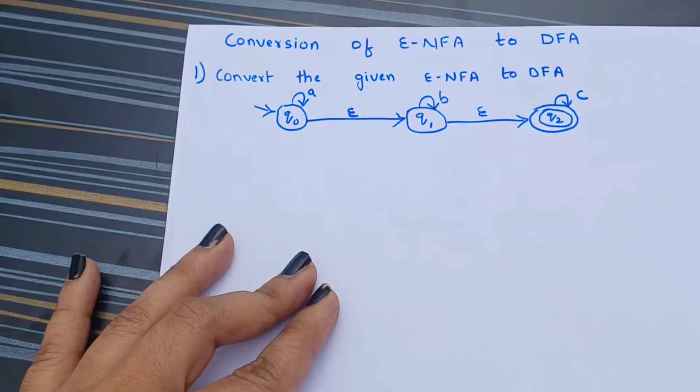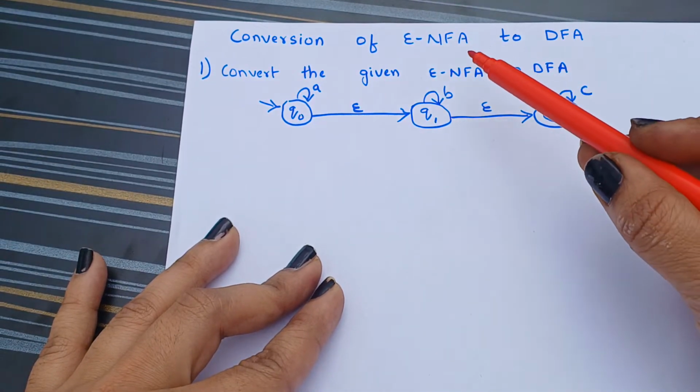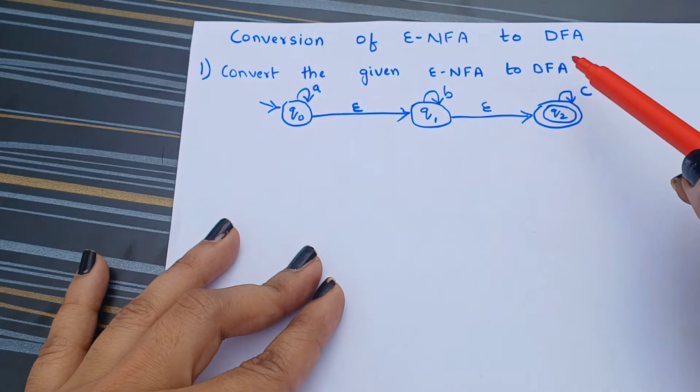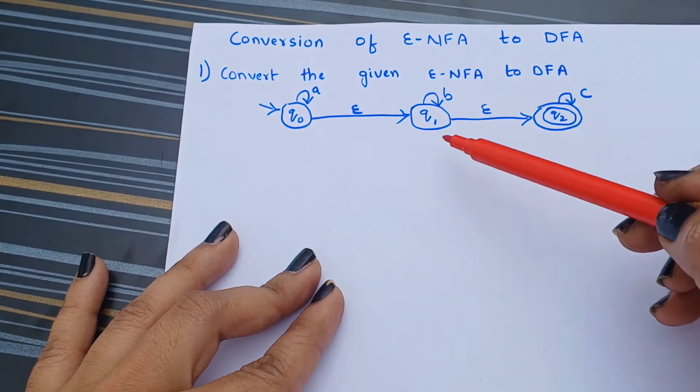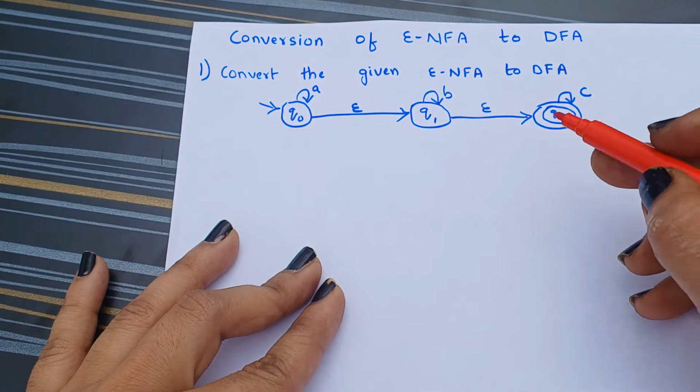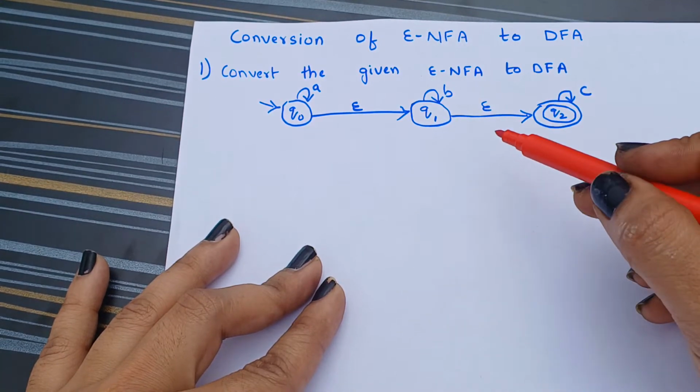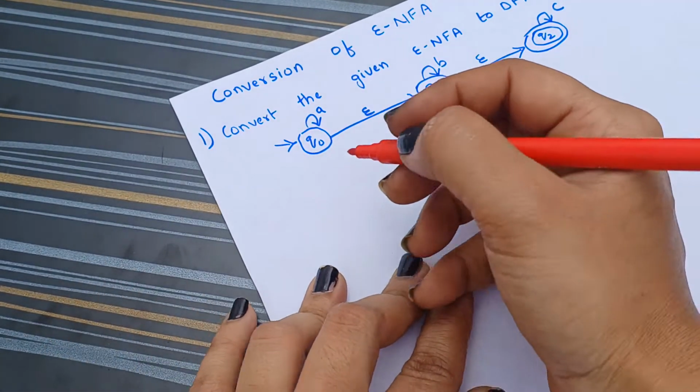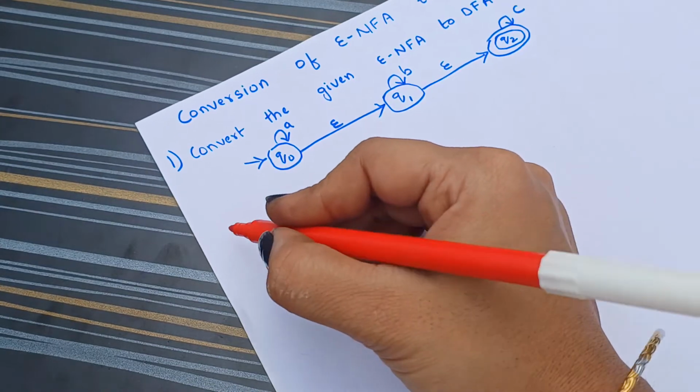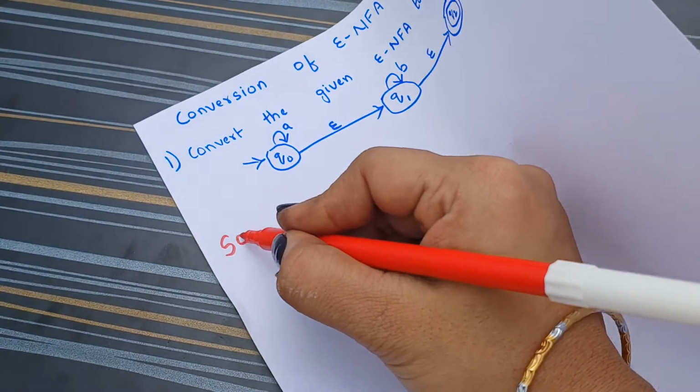Hello everyone, in today's video we are discussing the conversion of epsilon NFA to DFA. So we have got the epsilon NFA diagram. Now, similarly to NFA, we need to draw the epsilon NFA transition table. So let me draw the epsilon NFA transition table.